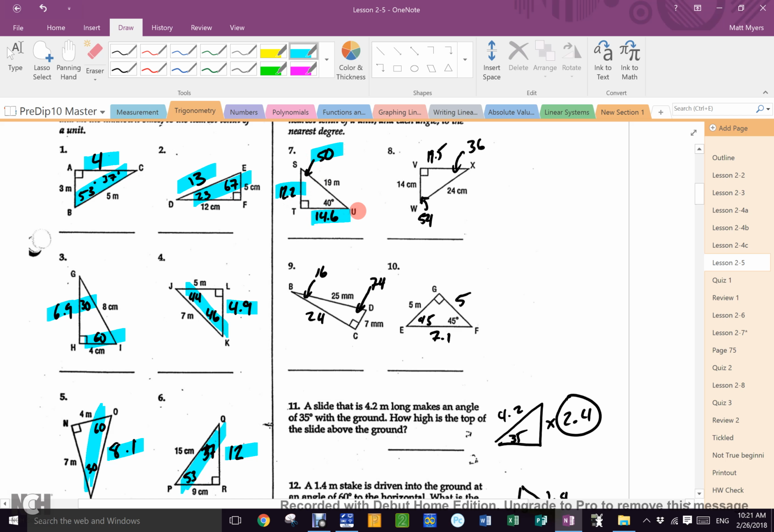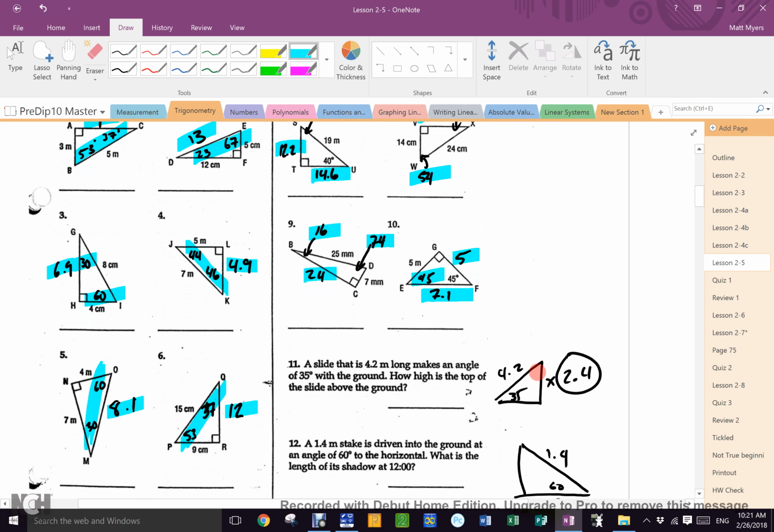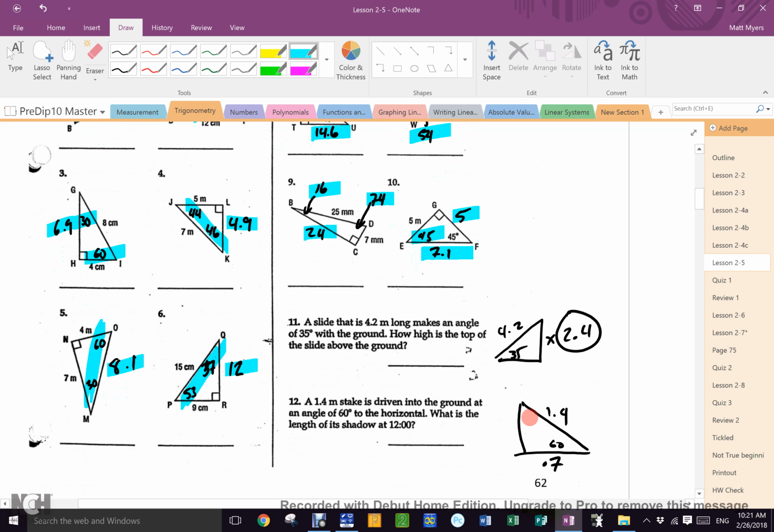12.2, 50, 14.6. 19.5, 36, 54. 16, 74, 24. 45, 5, 7.1. That's the triangle you needed to draw. Yes, Ria. Of course.